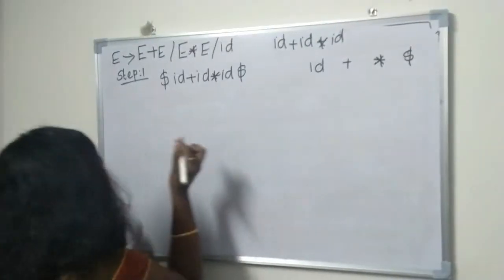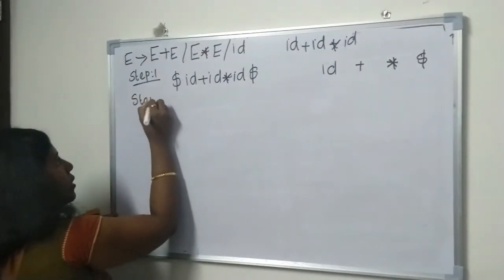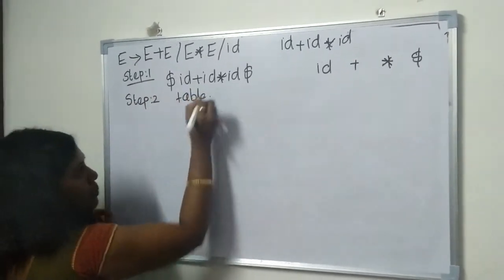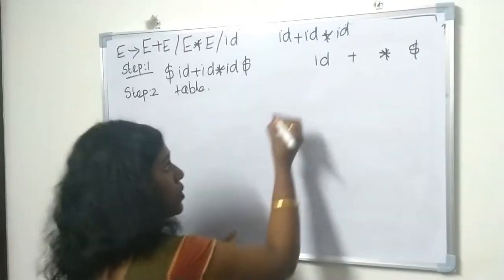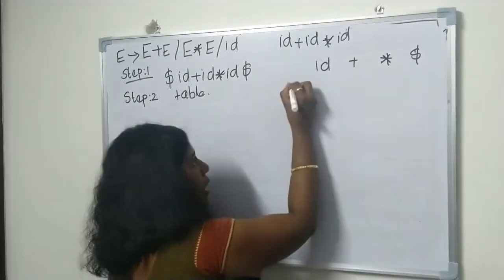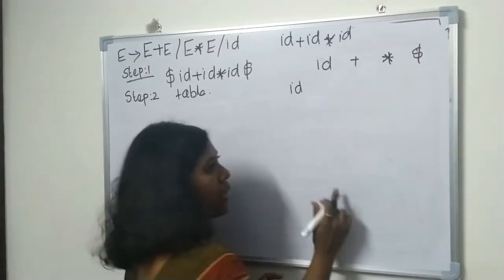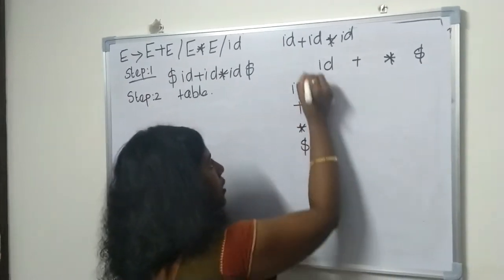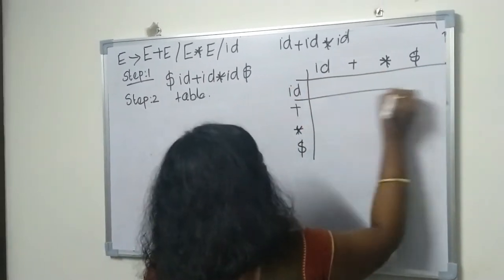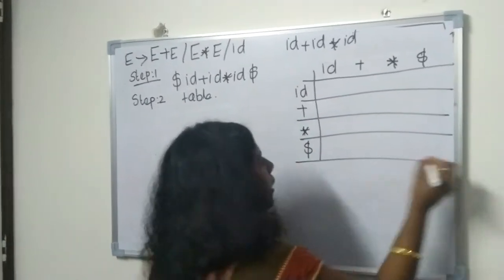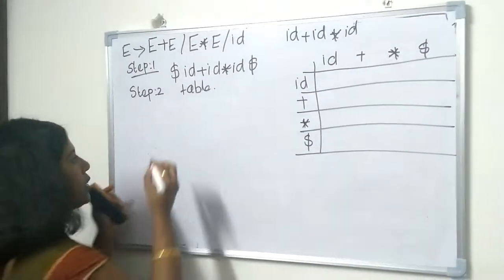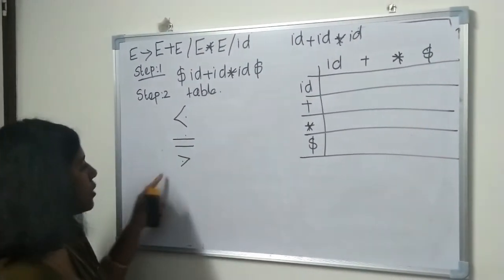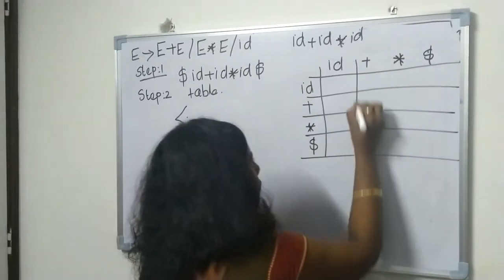Now the second step: we are going to construct the operator precedence table. This is our second step, and it's a very easy step. I am writing these in the column as well as the same in the row: ID, plus, star, dollar. Now I am going to draw this. In operator precedence parser, there will be three things: less than, equal to, or greater than. So now I am going to fill this table.